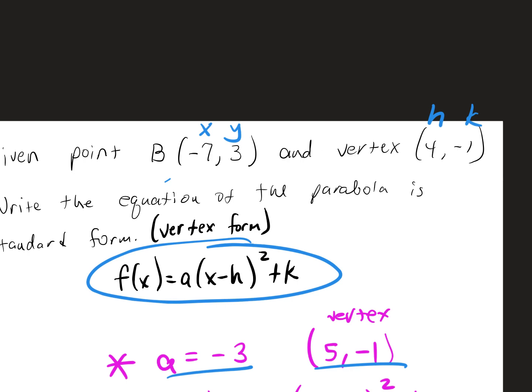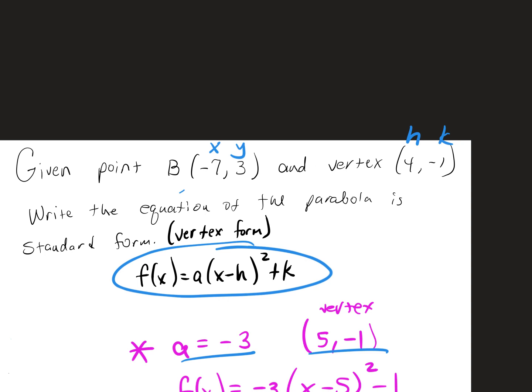F of x is a fancy way of saying what? So my y value is 3 equals, I don't know what a is yet, right? Okay, algebraically we're going to find it out. What is the x value that they gave us in the point? -7. And then I have minus h, so minus 4 squared, plus k, so then -1. All right, is everybody okay with what I just did there? If you're given a point and a vertex, you're just plugging all of that in, and you're going to simplify.